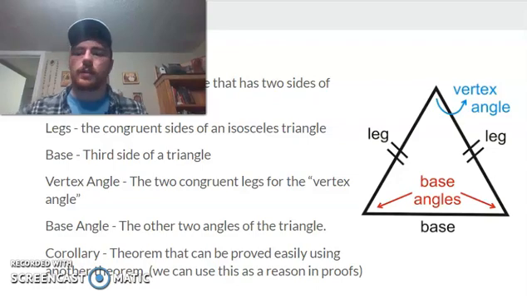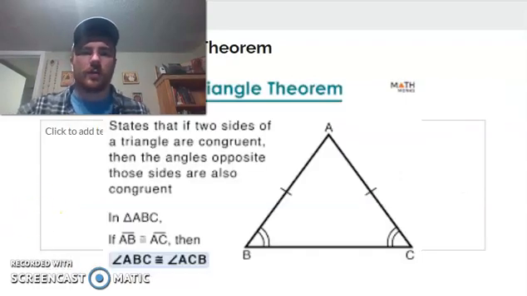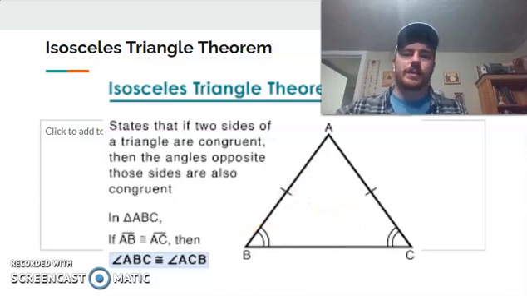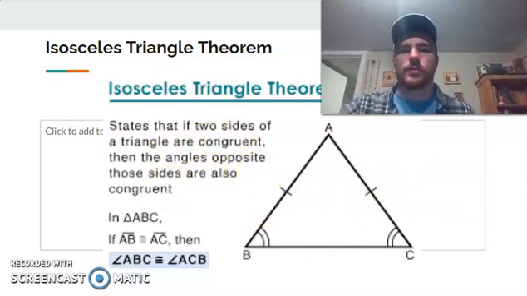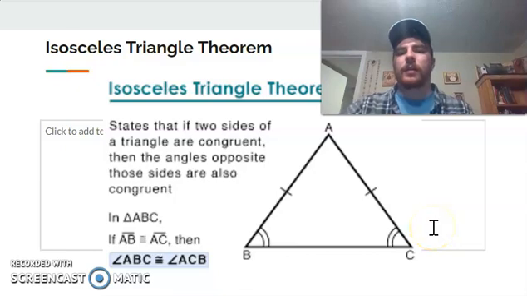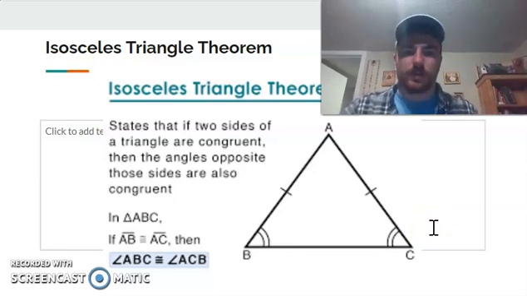Now let's look at the isosceles triangle theorem. Let's put the cam back up here. So this states that if we have two sides of a triangle that are congruent, so we have a side here and a side to the right, then the angles opposite of those sides are also congruent.